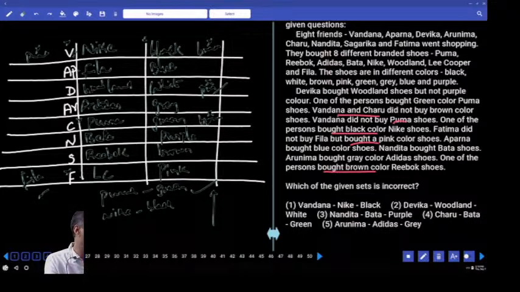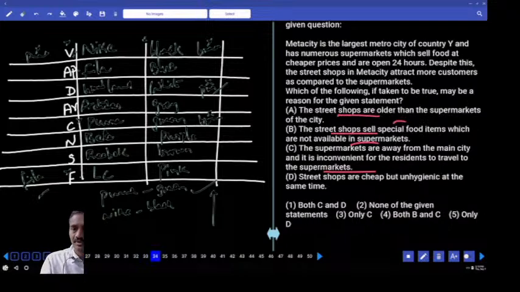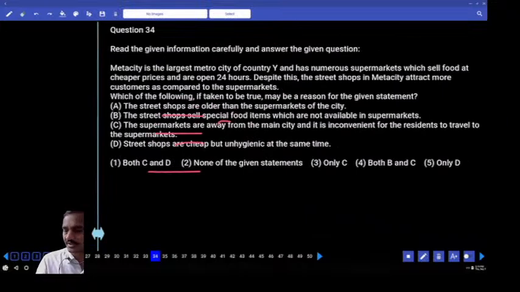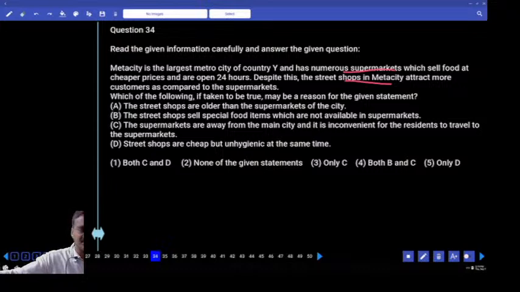Now 34, 35. In this 34 and 35, Metro City is the largest metro city countrywide and has numerous supermarkets which sell food at cheaper prices and are open 24 hours. Despite this, the street shops in Metro City attract more customers as compared to the supermarkets.